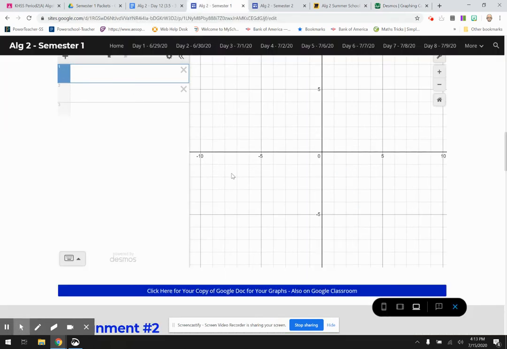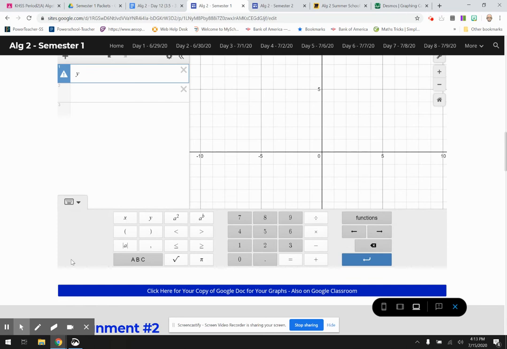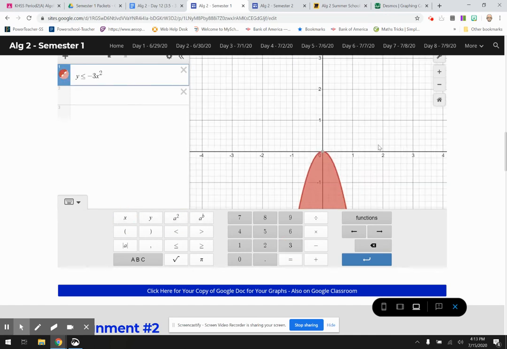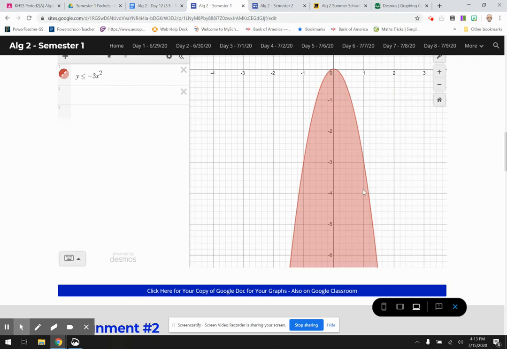Let me just check one thing here. Yeah, right here. So let me show it to you in here. So y, and then you're going to go to this keyboard because you're going to see the keyboard, and there's your less than or equal to. It's actually there for you. And then negative 3, and then x, and then squared. And you can see that that one's a solid line graph. Okay, and it's shaded less than, which is the down below the vertex. Okay, so that's the shaded part there.